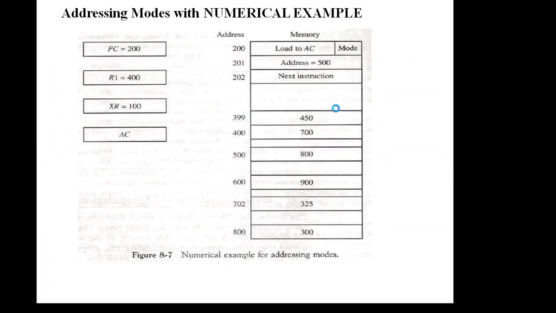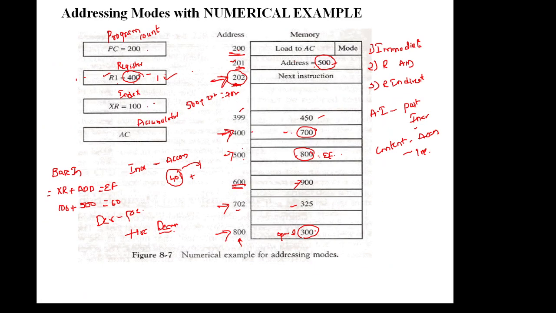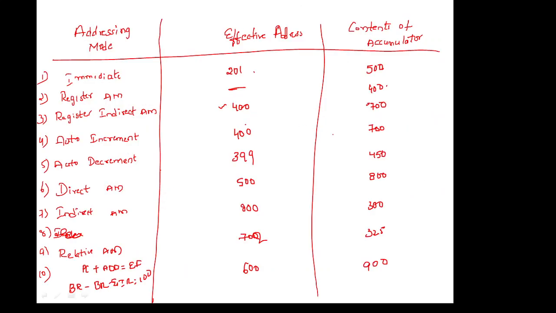Next one is auto increment. Auto increment is done with the register. Auto increment means it follows post increment. Post increment is first the value is accessed and then it will be incremented. So what is the value in the R1 register? 400. So that value is accessed. And then what are the contents of the 400? 700. See here, 400 and then 700.